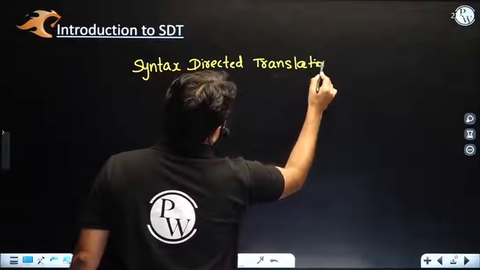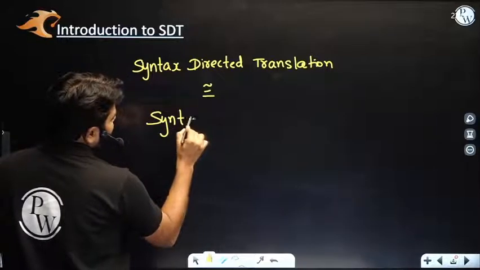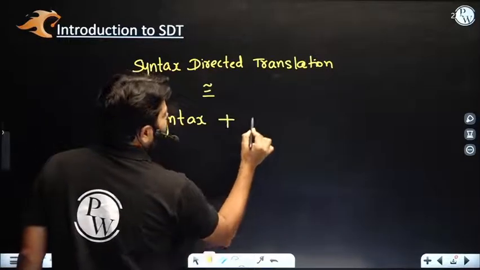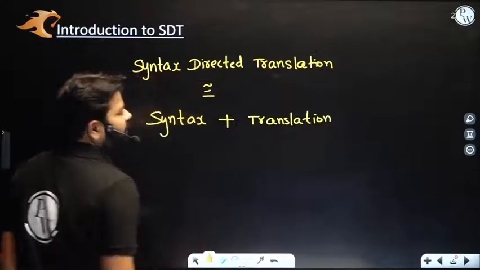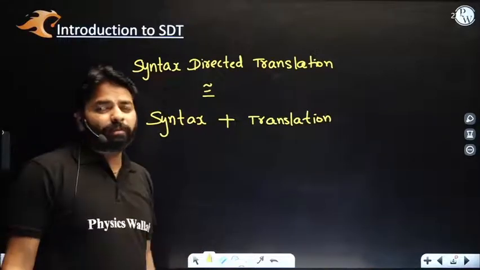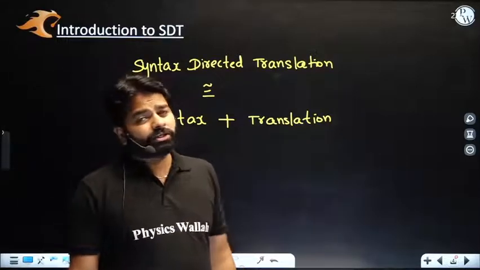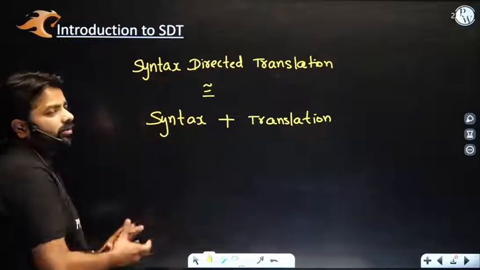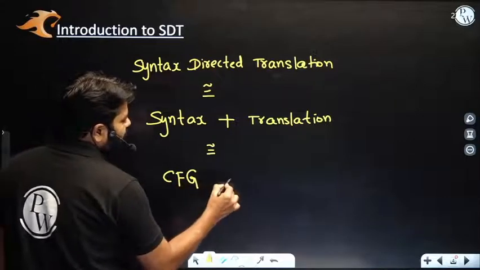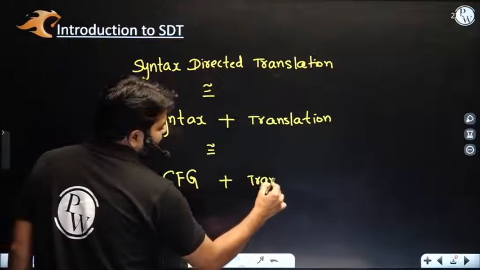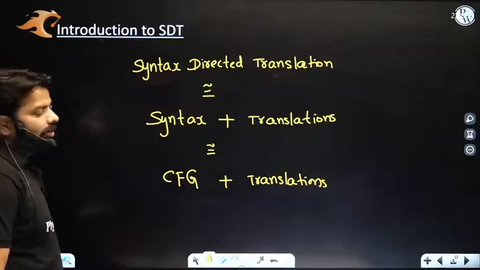Mainly SDT depends on the syntax, no doubt. This is just same as you have the syntax, and along with them just add some kind of translations so that you can direct them to get whatever the meaning that you want, right? This translation may perform semantic, or may perform the evaluation, or may perform the construction of the trees. It depends on what you want to do with that syntax. Simply, this is equivalent to context-free grammar along with these translations. Some translations are required to do that.